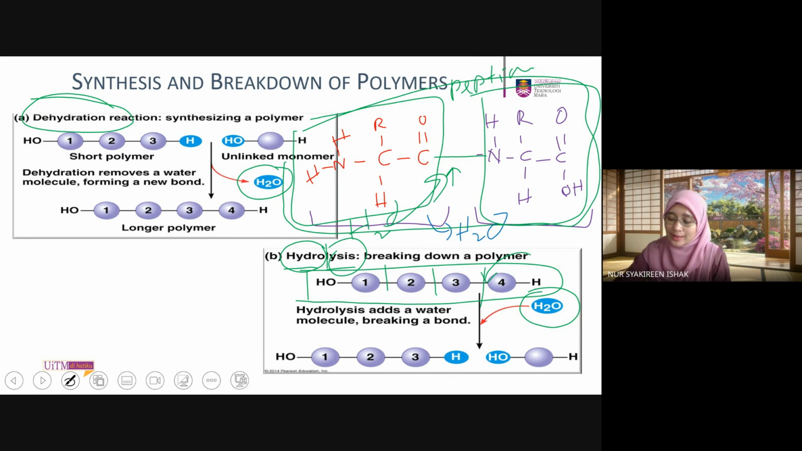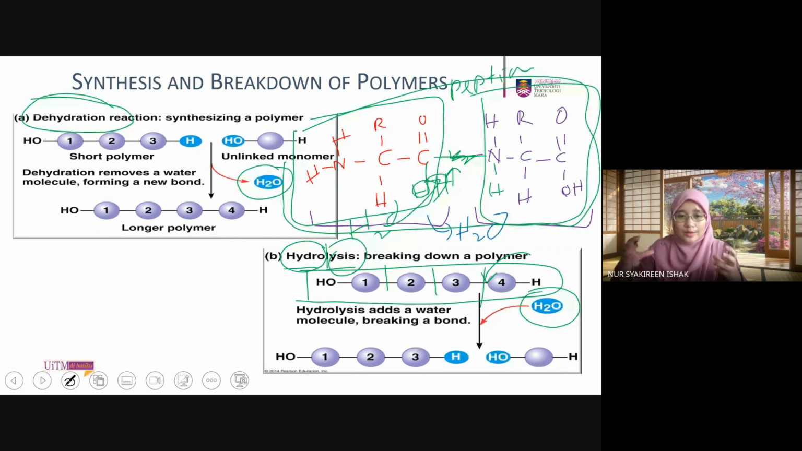Okay, so because it is hydrolysis, a water molecule will be needed to add again the OH to be attached to this carbon, and then the hydrogen is attached to the amino group. So you break this bond and you get back the amino acids, the two amino acids will be separated.